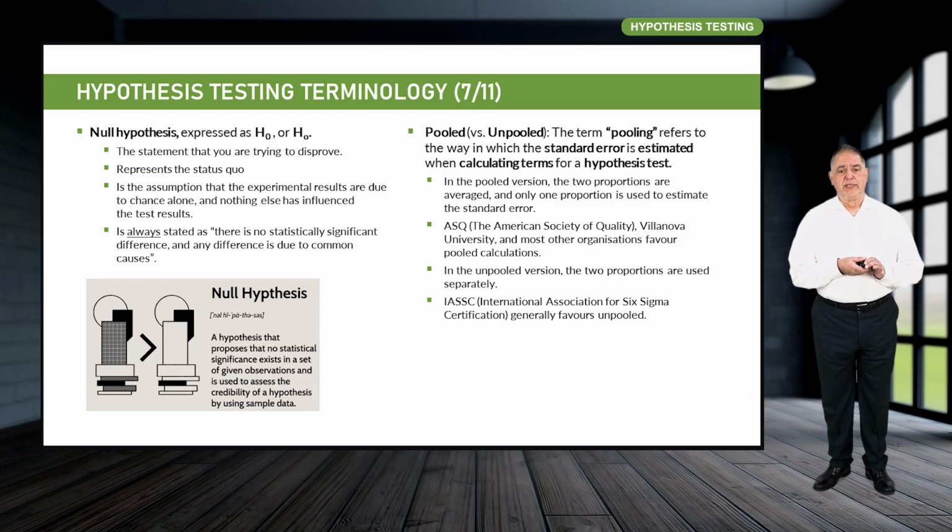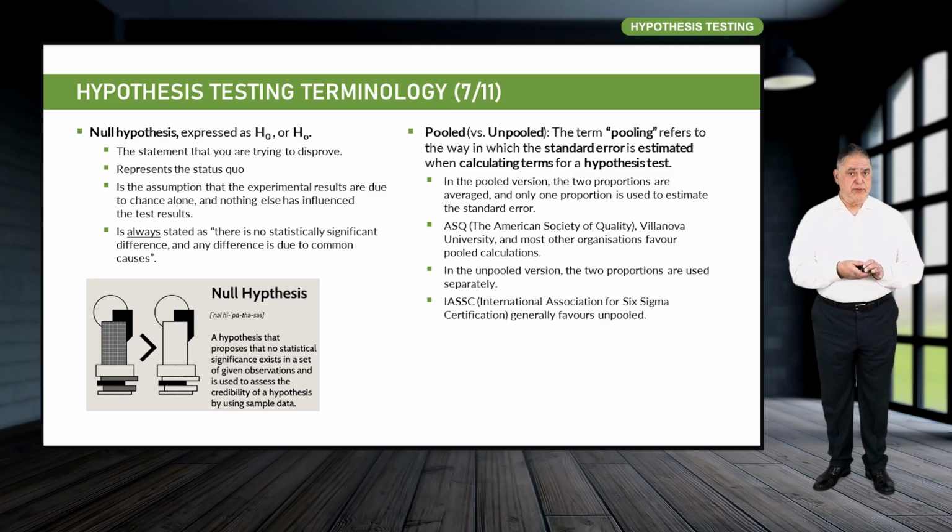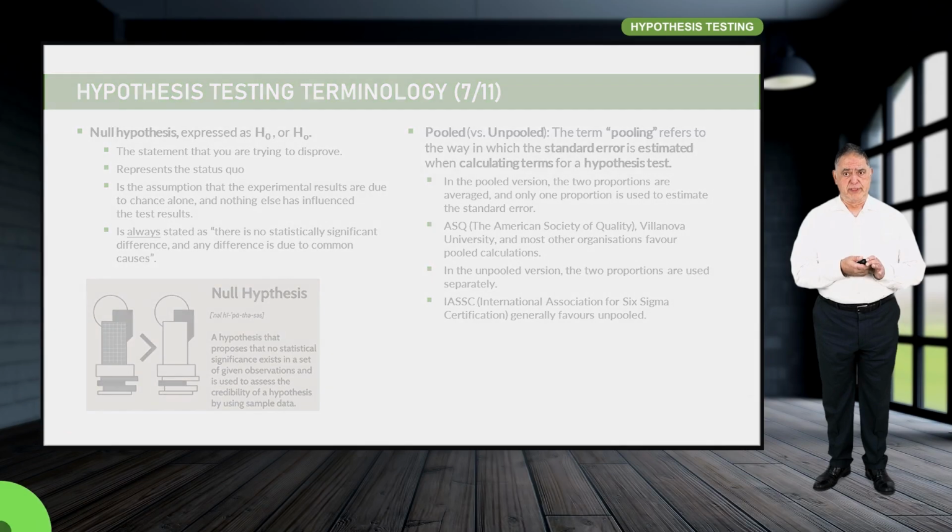If we look at the ASQ, the American Society for Quality, and Villanova University and most other organizations, they favor the pooled type of calculation. But if you take a look at IASSC, the International Association for Six Sigma Certification, the syllabus of which we're following, they are generally in favor of unpooled.